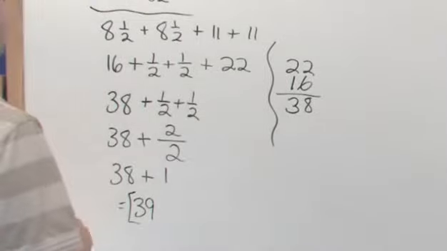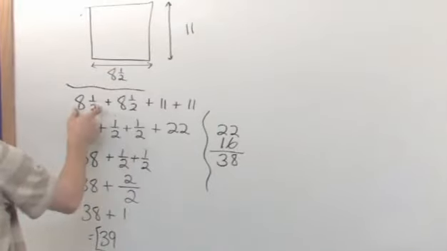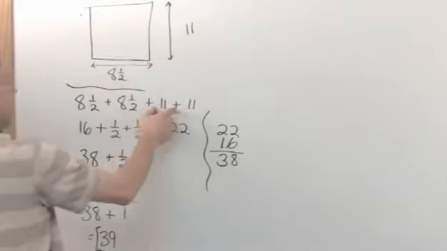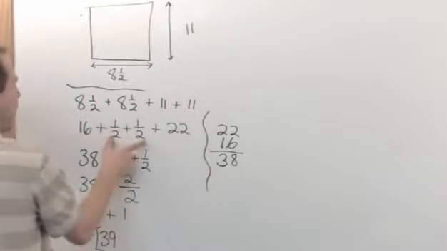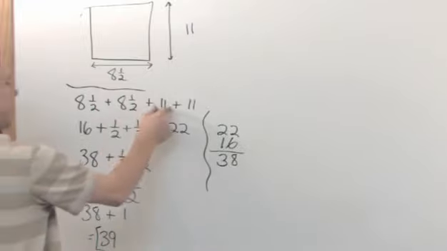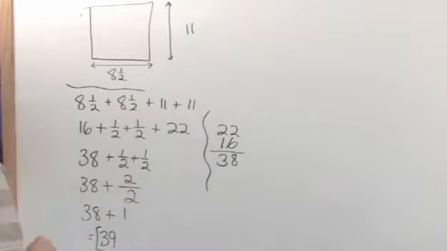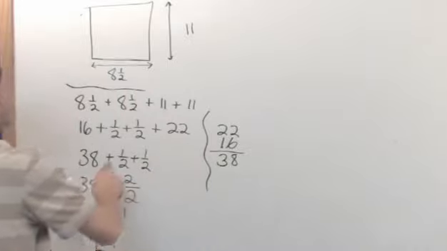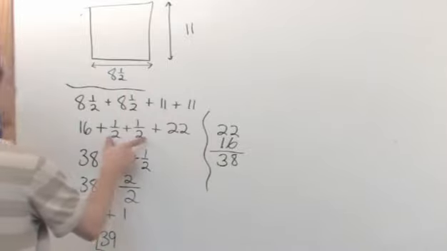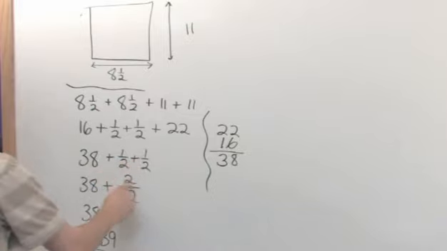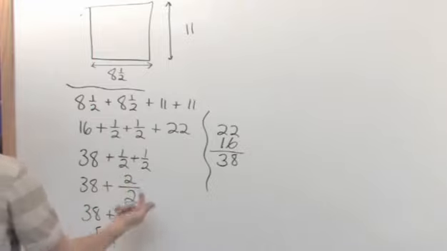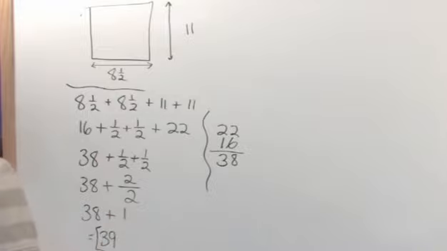So it looks a little bit complicated, but it's really not. I'm adding up my 8.5 and my 8.5 and my 11 and my 11. 8 plus 8 gave me the 16. The 1/2 plus the 1/2 just hangs along for the ride. 11 plus 11 gives me my 22. And then I can add the 16 and the 22, giving me the 38. And then to add these fractions is pretty easy because the bottom number is already the same, so I keep it along. And then 1 plus 1 gives me my 2. And then I just have to remember that 2 divided by 2 is 1, and 38 plus 1 is 39.